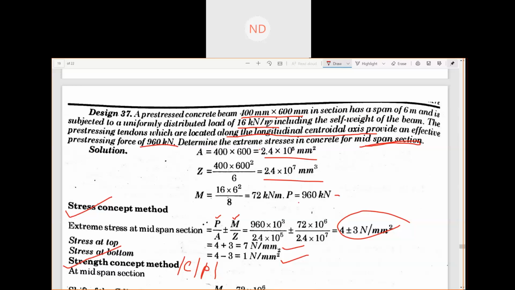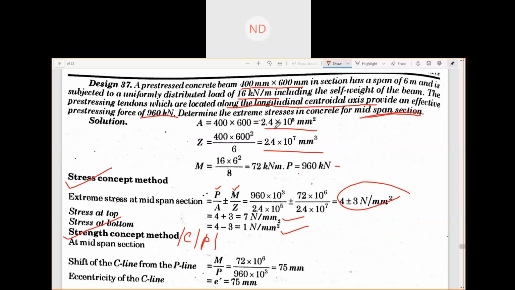This is the load of 16 kilonewton per meter. So what we are going to do, we are first of all going to find out the shift of the C line from the P line. If we solve this question, first of all we are finding out the distance of the C line from the P line, which will be shifting now due to this load and due to this moment. So that is given by M by P. We already know the moment, and pressure also we know. That means the C line moves 75 mm away from the P line.